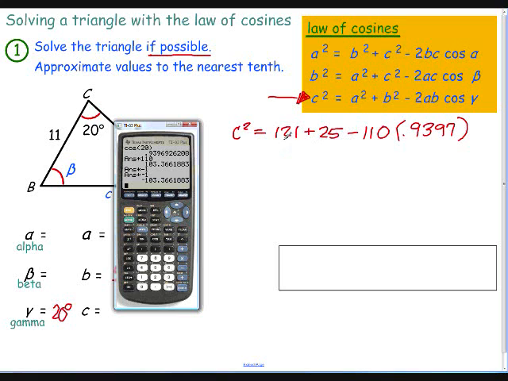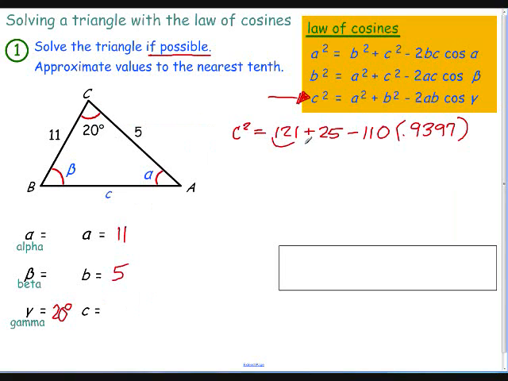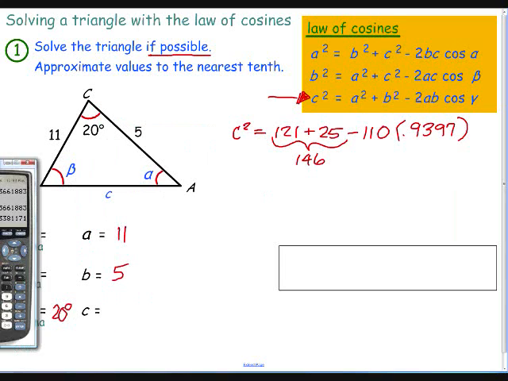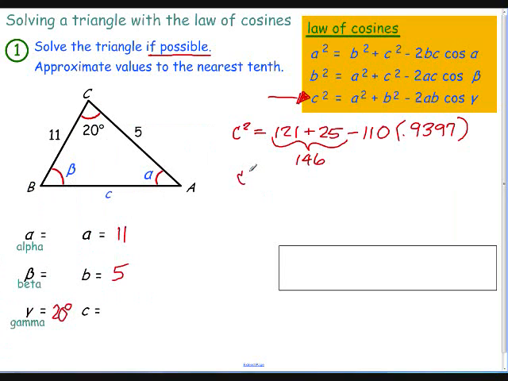Now I could add these two together in my head, right? This would be 146. Bring this back up. So plus 146, and I think that c squared is 42.634. C squared equals 42.634.